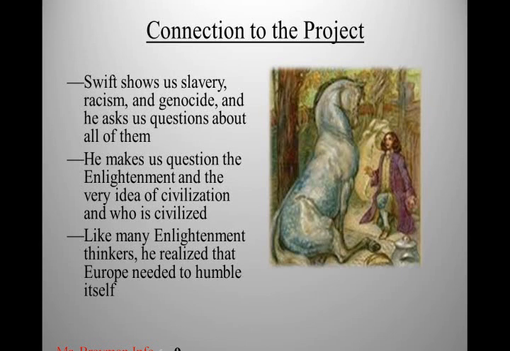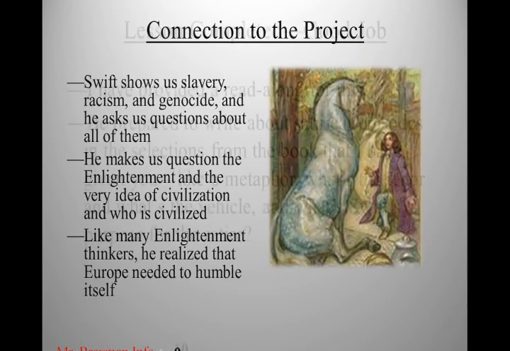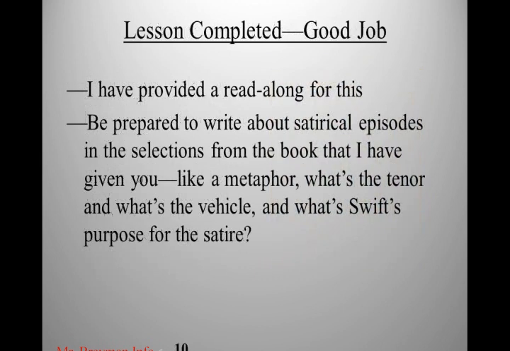Right? In this period of history, as Europe becomes very rich and powerful and starts to make contact with the rest of the world, they're obsessed with this idea of civilization and pointing out how uncivilized everyone else is. It really could be that the Houyhnhnms, these horses, are Europeans themselves. And in the end, like a lot of the Enlightenment thinkers, especially the ones we're going to study, Swift realized that Europe just needed to be more humble. And so that's it. Good job.